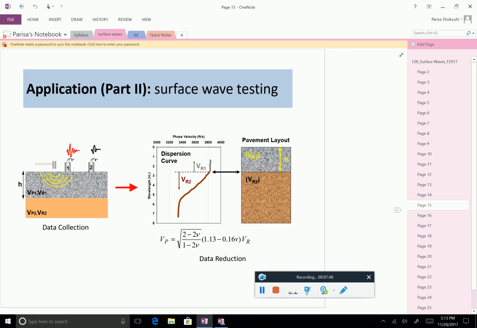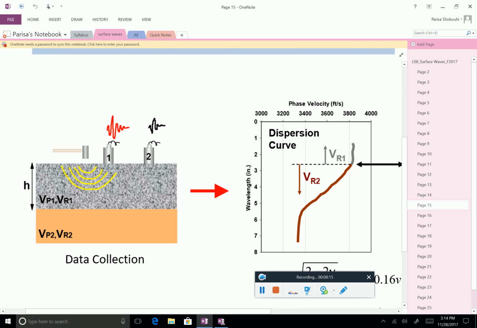But another way that people mostly use in geophysics and near surface geophysics to generate surface waves is simply an impact. So you use a seismic source to generate surface waves. And in surface wave testing for materials characterization, that's what this cartoon that I have here is showing you. So how do we use surface wave testing?